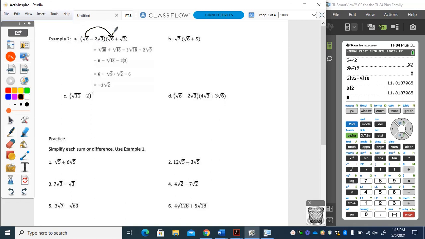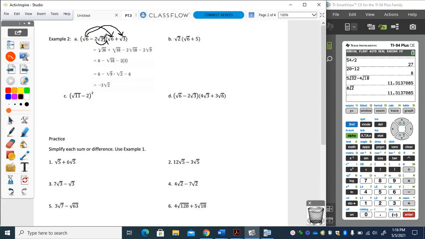So now we have 6 times the square root of 6, which gets us the square root of 36. Then we have the square root of 6 times the square root of 3. Since those are both on the inside of the radical, we'll multiply those numbers, 6 times 3, 18. So we'll now have square root of 36 plus the square root of 18. The next thing, we'll have negative 2 times the square root of 3 times the square root of 6.